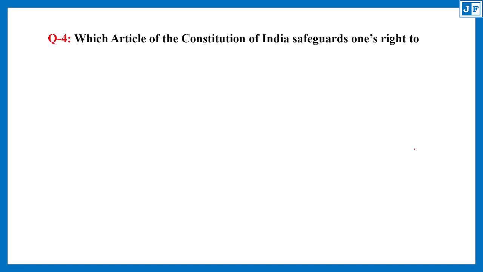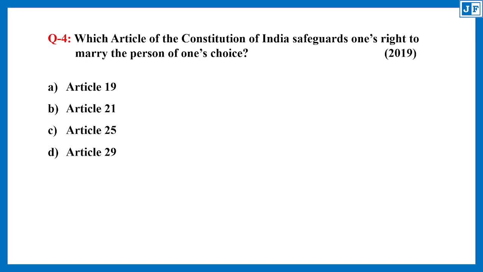Moving to our next question. Which article of the Constitution of India safeguards one's right to marry the person of one's choice? Our options are Article 19, 21, 25, 29. The question was asked in 2019. It is about the right to marry. And the correct answer is B.